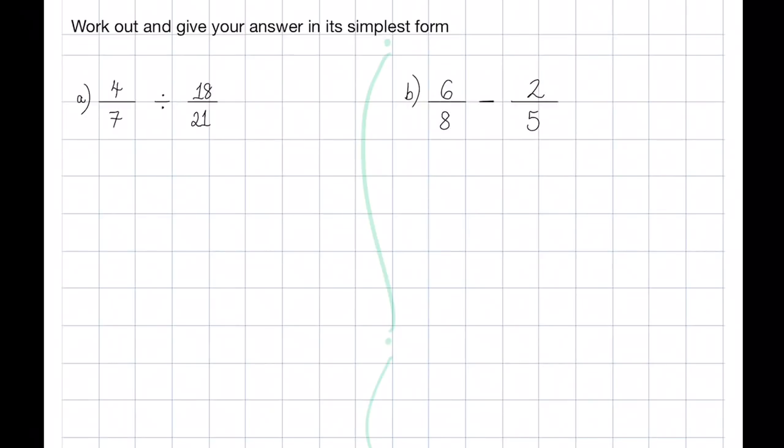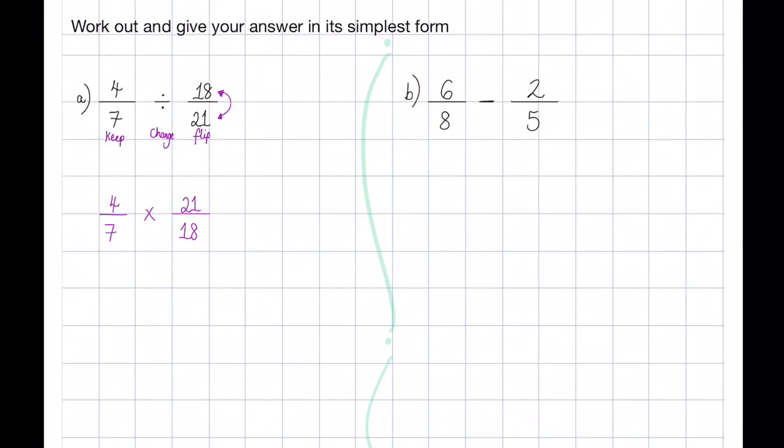Now with dividing fractions, the rule that everybody remembers quite well: keep, change, flip. So you will keep the first, I always write this out just to make sure that I've got it embedded there. Keep the first fraction the same, 4/7. Change the divide to its inverse, so the opposite of divide is multiply, and flip the last fraction upside down, so it's 21 over 18.